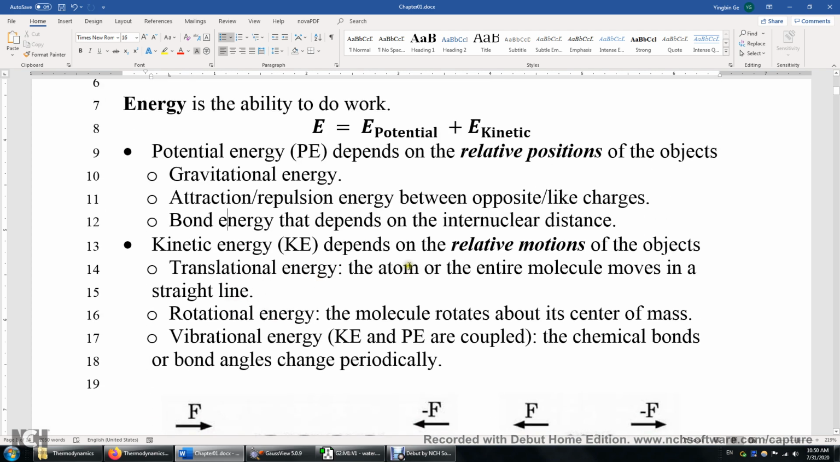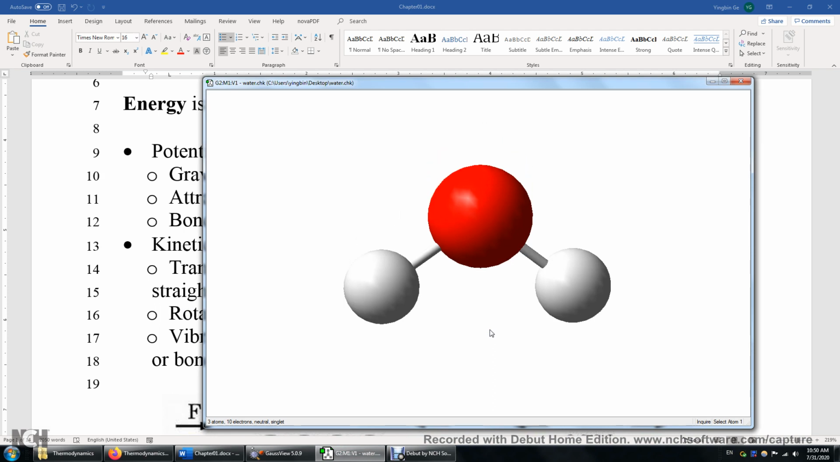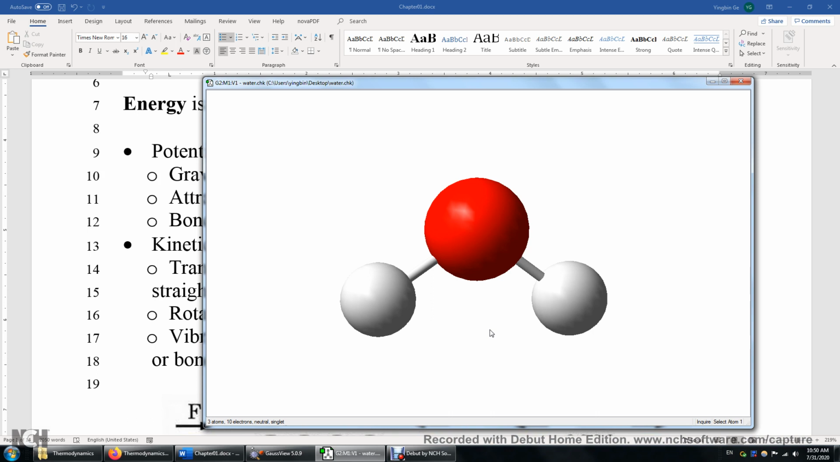The kinetic energy depends on the relative motions of the objects. For example, translational energy, rotational energy, and vibrational energy. I'm about to show you this translation, rotation, and vibration motions of a water molecule. So over here you see a water molecule. Now I'm going to have this water molecule doing translation upward, downward, left, right. This is translation. And then we can do rotation about this axis that passes through the oxygen atom.